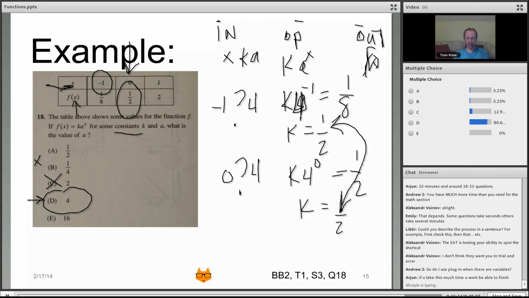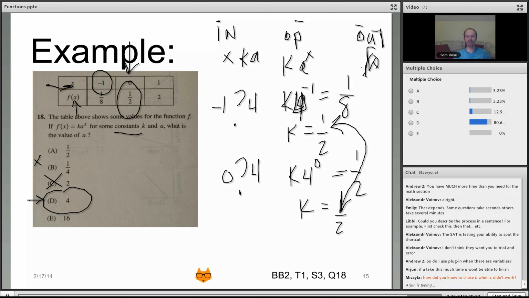Andrew asks, do I use plug-in when there are variables? Andrew, I think it's a little bit more complicated than that. In this particular one, you need to try plugging in. What's interesting about this particular function is they give you the input and the output, but not the operation. So you need to plug something in somewhere in order to solve back to get some of those constants. There's really no way to do it without plugging in in this particular question, right?